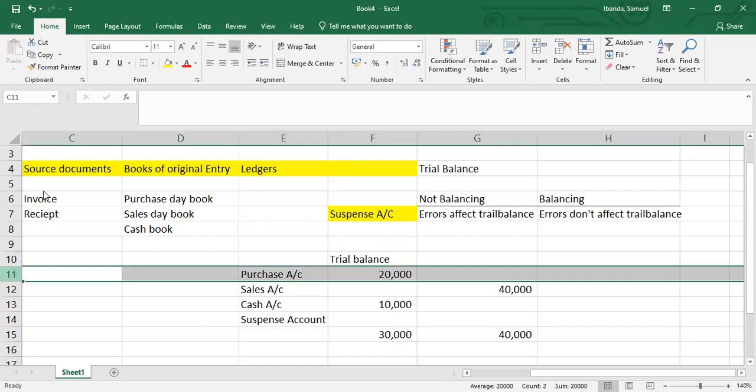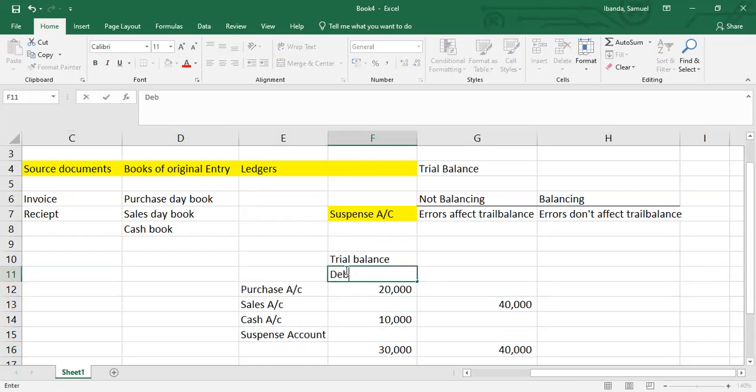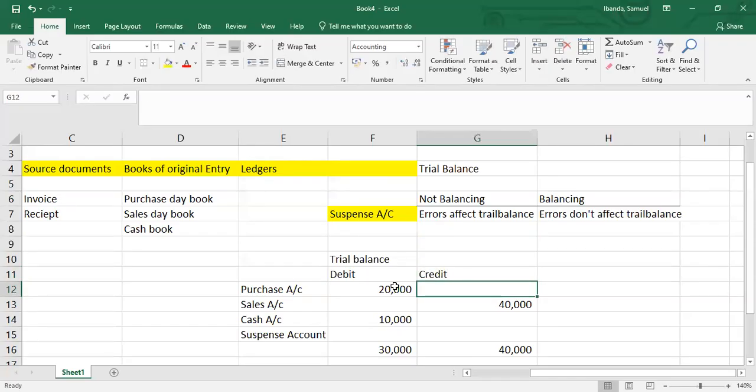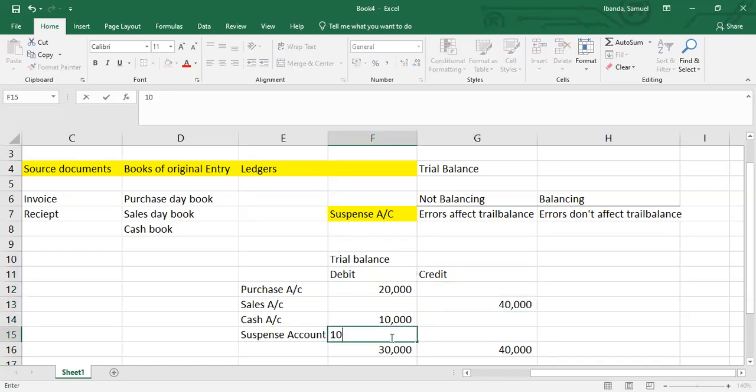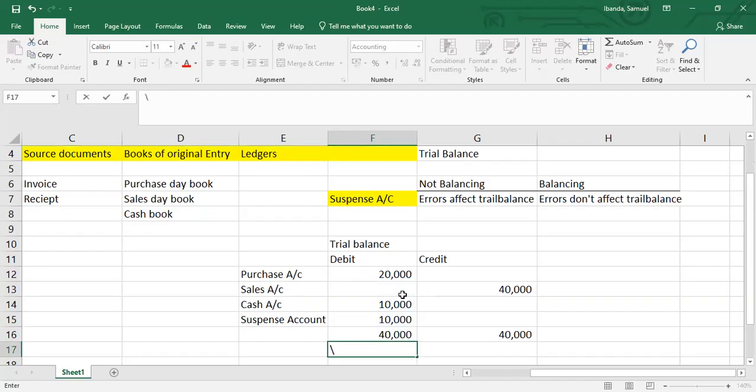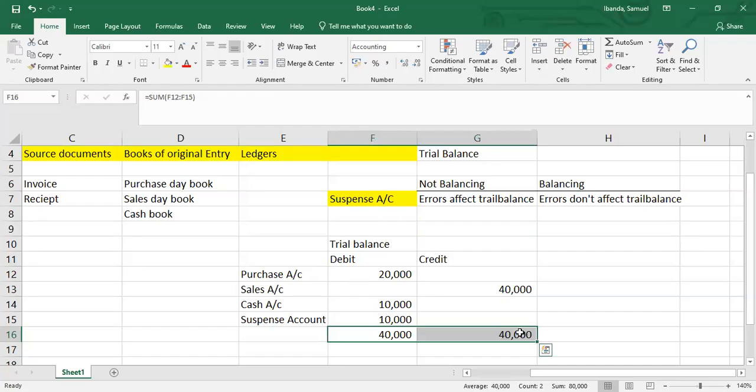From the trial balance, you know that a trial balance has a debit column, and then it also has a credit column, okay? So this is your debit side and this is your credit side. So ideally, if the debit side is less than your credit side, you'd introduce a suspense account, which is like, let's say, 10,000. So when you introduce 10,000, this total will now change to become 40,000. So ideally, your trial balance will definitely balance, okay?